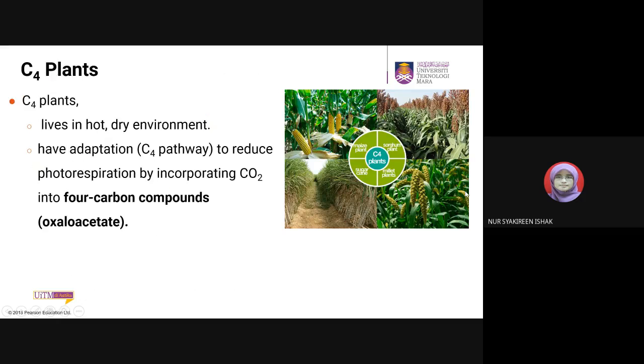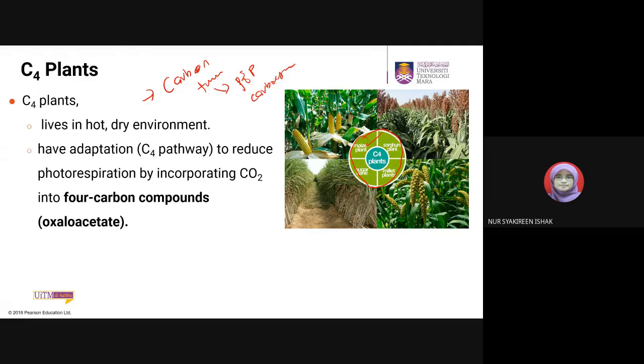Okay. So for C4 plant, these are plants that live in hot dry areas. So pernah juga keluar dalam exam, dia tanya contoh-contoh C4 plant. Maize, okay, maize tu jagung, sorghum, sugarcane, millet. So these are plants that can live in hot areas. Sebab apa? Sebab dia ada adaptation. Adaptation dia ada apa? Dia ada carbon fixation twice. Okay, twice sebab apa? Dia ada enzim PEP carboxylase.